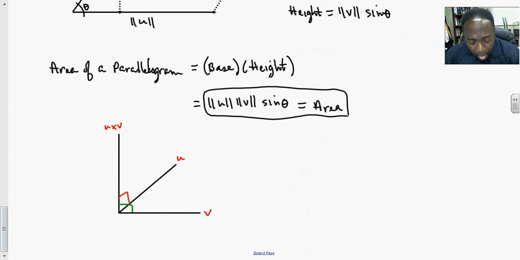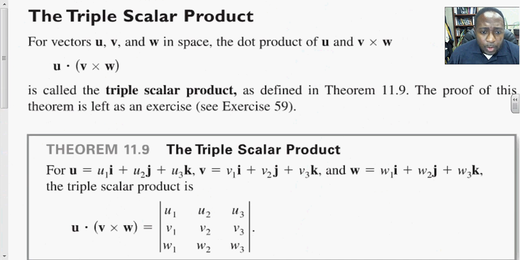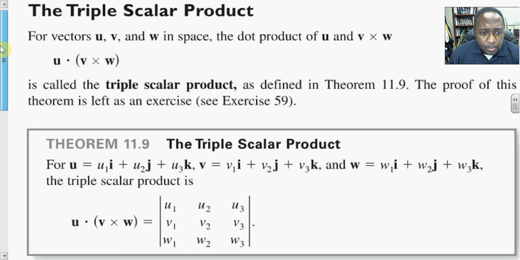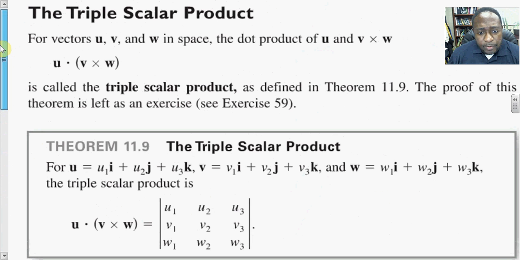So the cross product is said to be orthogonal to u and to v. Let's look at the volume. Here, the triple scalar product, the absolute value of it gives us the volume. Here we take the three vectors u, v, and w in the space.